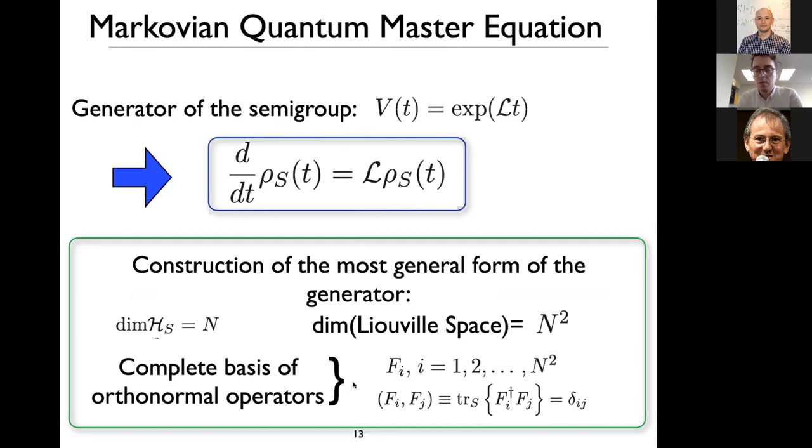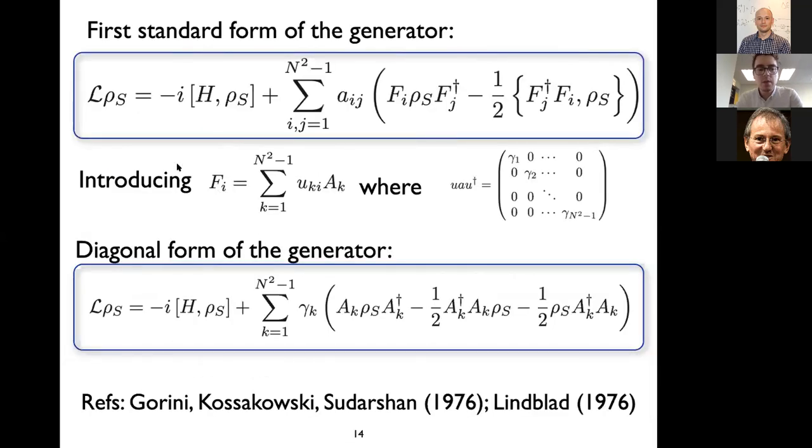With these assumptions, you can then show that the most general construction of this linear map L can be given in the following form. Let me briefly mention each of the components of this map L. In this first term, we just have a commutator of this operator H with the reduced density matrix of our open system, rho S.